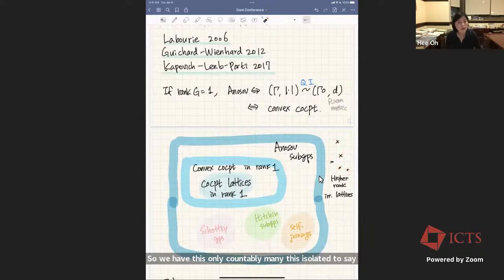But Anosov groups are very big. It's huge. In particular, if you have an Anosov group, then a small deformation is again an Anosov group, so it is an open family. And it contains some very nice explicit families, such as Schottky groups and Hitchin subgroups, which are groups studied by Labourie, and also something called the self-joining groups. So it contains this huge family of groups.